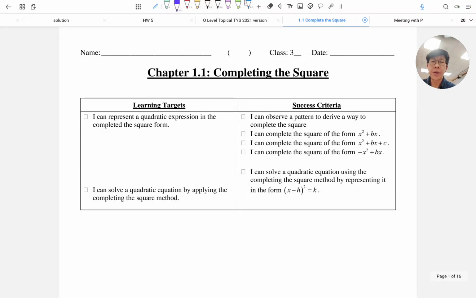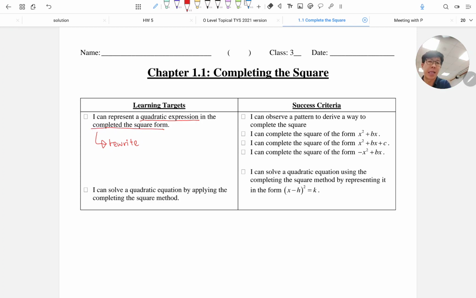Right, this is the video to go through chapter 1.1 on completing the square. In this topic, there are two learning targets. One is to use the technique which is completing a square to represent a quadratic equation. To put it simply, what we're going to do is use the completing square method to rewrite a quadratic expression into a particular format, and the format is called completed the square form.